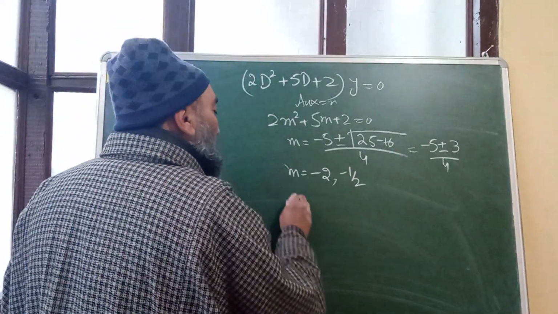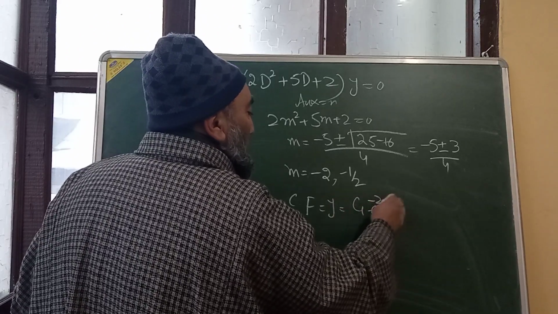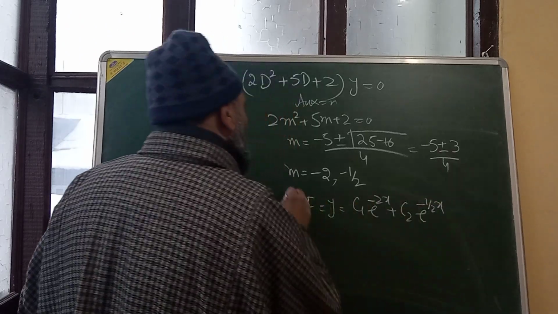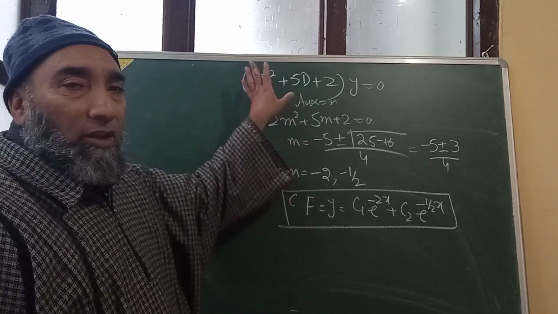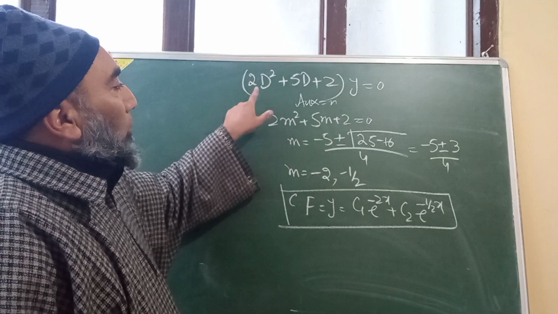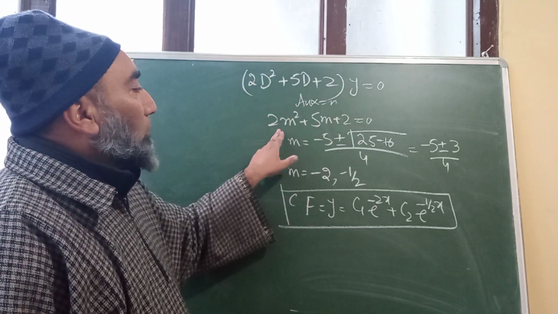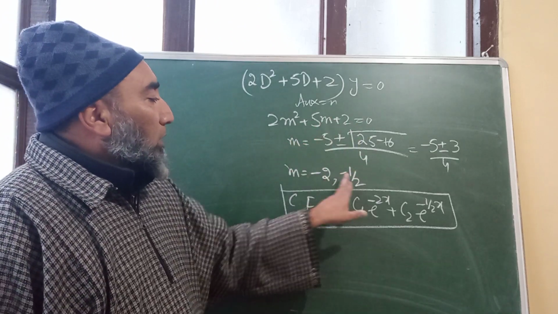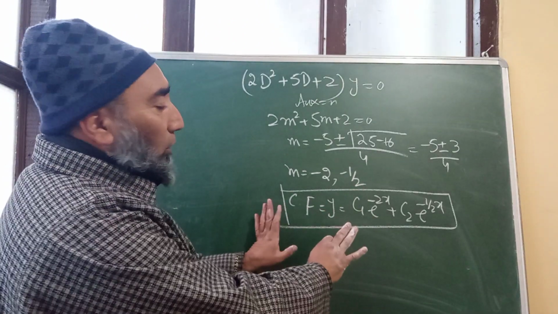So what is the complementary function? y equals c1 e raised power minus 2x, c2 e raised power minus half x. Okay, see it again, because I'm going to explain something out of this. 2D² plus 5D plus 2 operating on y equals 0. Auxiliary equation is 2m² plus 5m plus 2 equal 0. m is minus half and minus 2. Complementary function y will be this. This will be complete y.